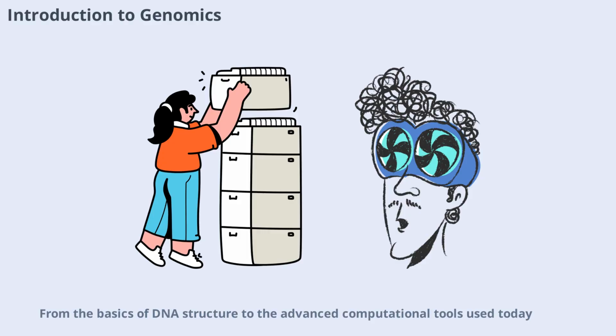From the basics of DNA structure to the advanced computational tools used today, we'll break down complex concepts into easy-to-understand ideas. Let's begin by exploring what makes genomic data unique and why its analysis is so crucial in modern science.